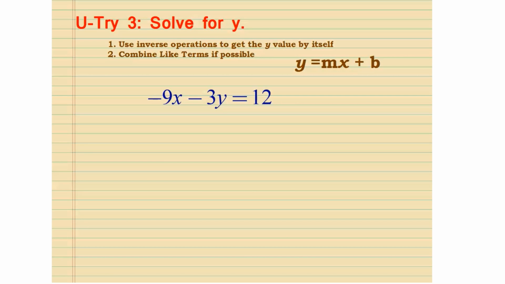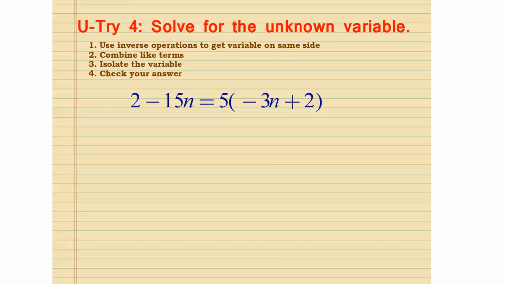Here is your u-try. Please try to leave y alone. Here is your u-try 4. You're going to solve this one for the unknown variable. Make sure to use your distributive property. Use your DCVAM steps and solve for n.